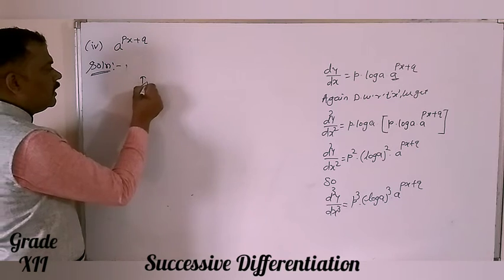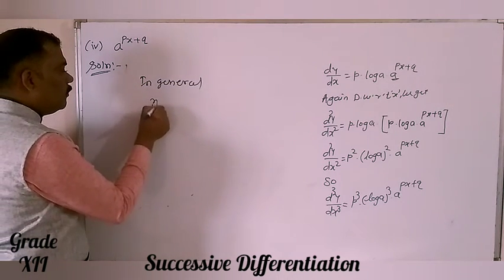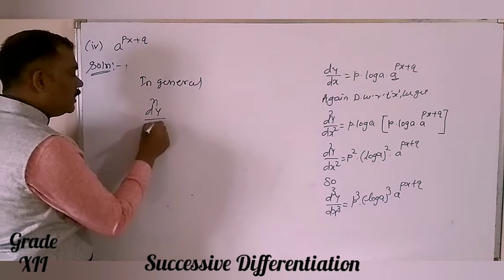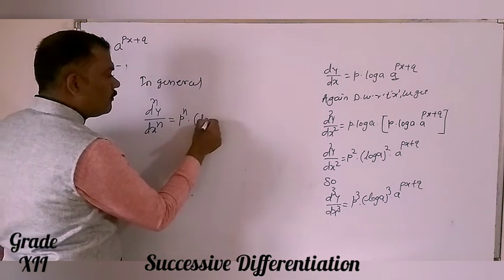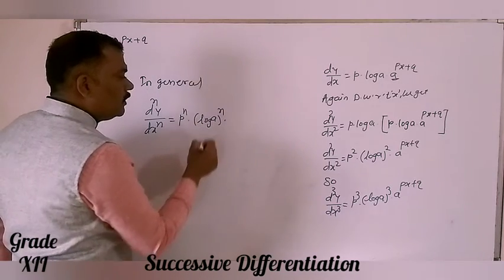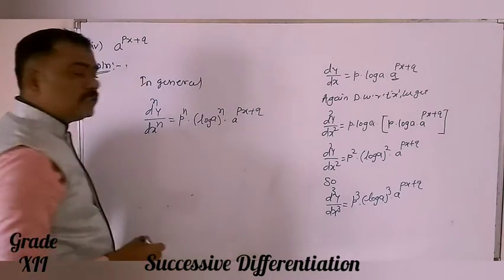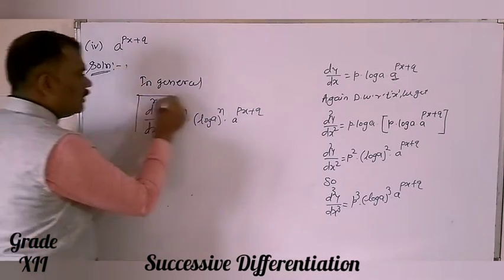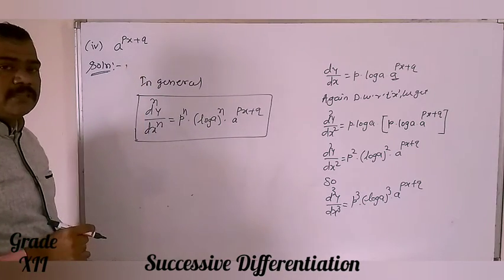So in general, the nth order derivative, that is dny by dx raised to n, is nothing but p raised to n into (log a) raised to n into a raised to px plus q, which is nothing but the nth order derivative of this given example, a raised to px plus q.